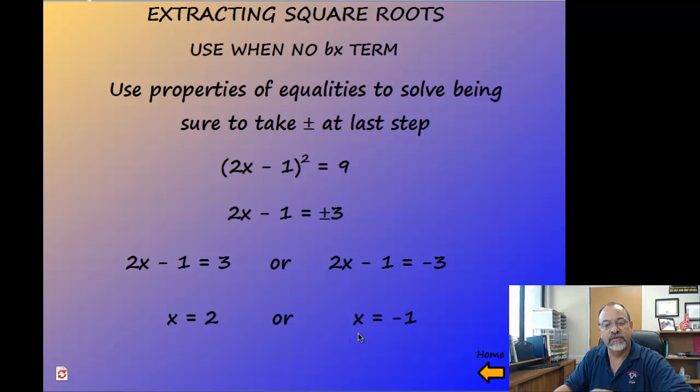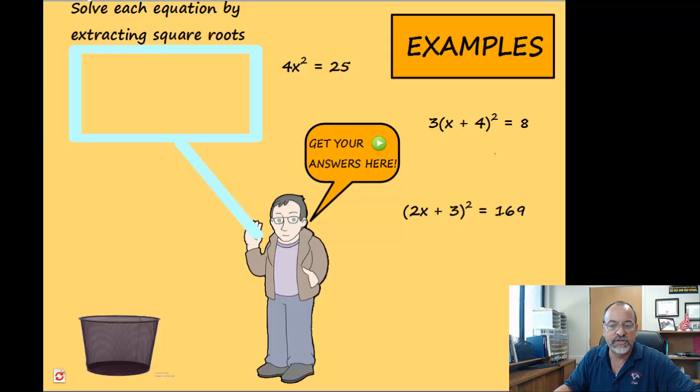Okay, so whenever there's no bx term or it's in this form, you simply get the squared term by itself, take the square root, and then solve from there, making sure you take plus or minus. So let's do an example or 2. Whoa, I've got those all set up here. Let's do it this way.